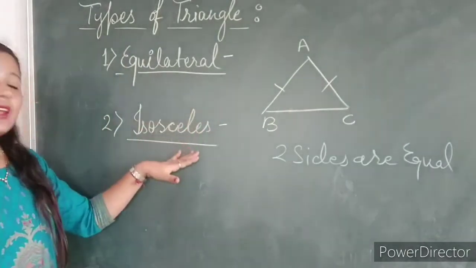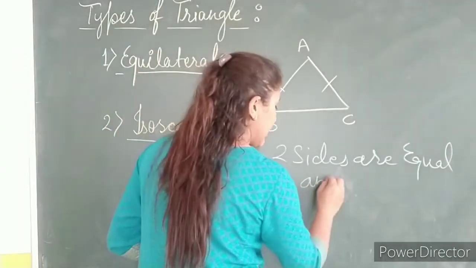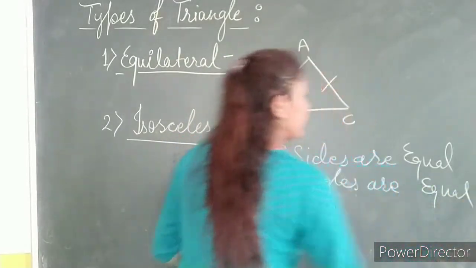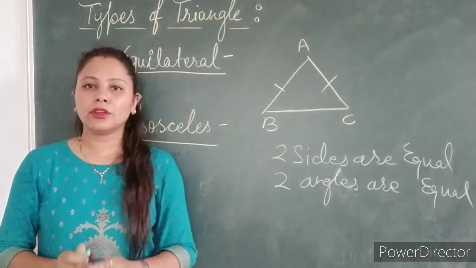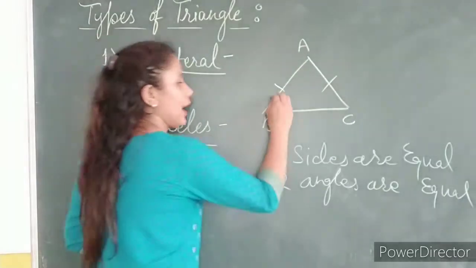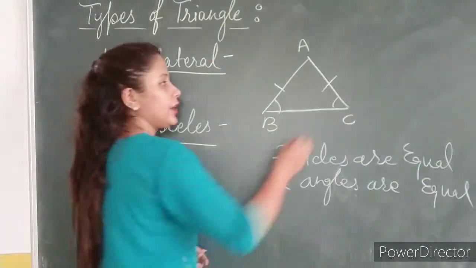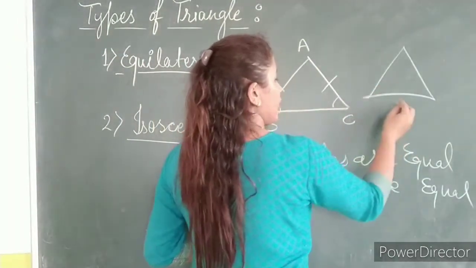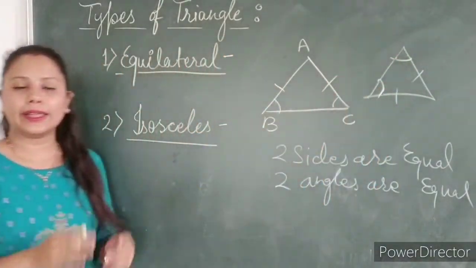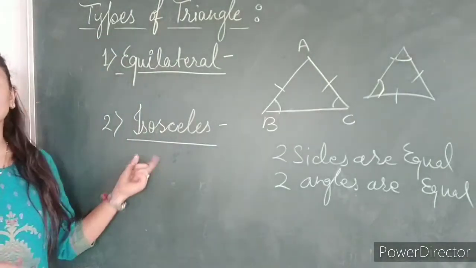So in an isosceles triangle, any two sides are equal and two angles are also equal. Clear? अभी जो दो sides होंगी, उनसे related angles भी आपके equal होंगे. Just like here, AB is equal to AC, so angle B and angle C, these two angles are also equal. If in your triangle, suppose this side is equal to this one, these two angles are also equal. Okay? So two sides are equal, two angles are equal, that is your isosceles triangle.